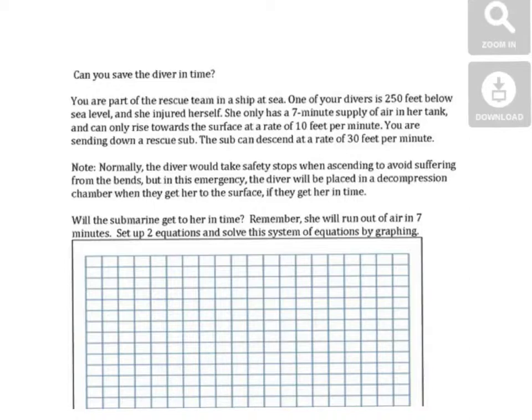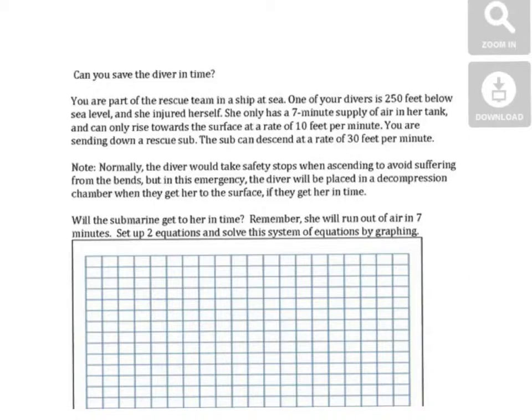So the diver is 250 feet below sea level. I have a student read through this paragraph for us. And she injured herself. She only has a 7-minute supply of air in her tank and can only rise towards the surface at a rate of 10 feet per minute. So we talk about what the equation would be for the diver.